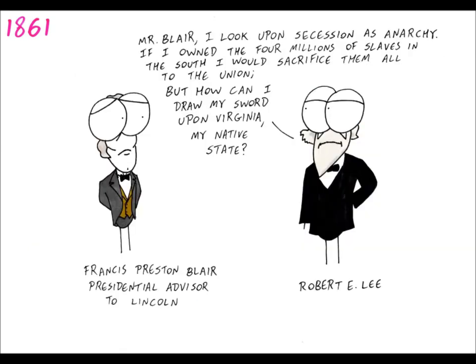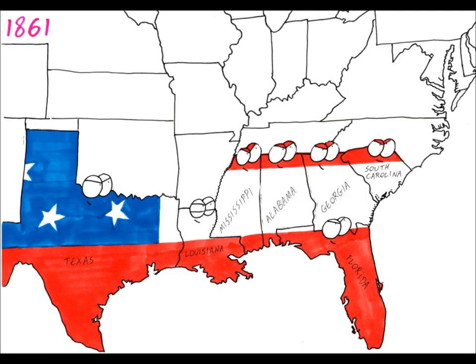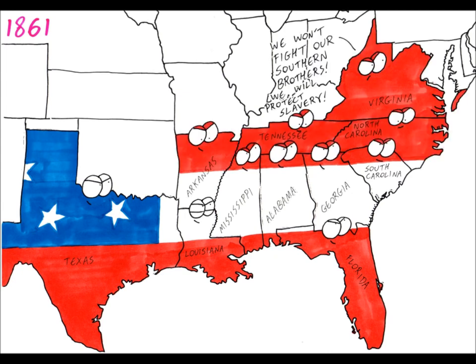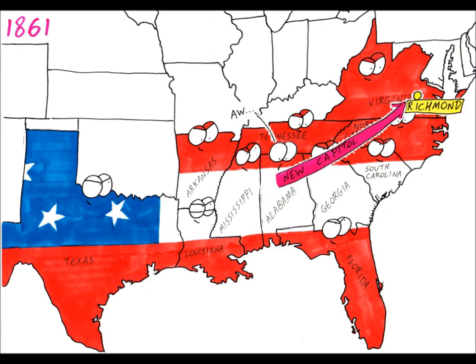U.S. war veteran and military leader Robert E. Lee was offered command of the Union Army, but he declined, refusing to fight against his native state Virginia, as its sympathies lay with the Confederacy. Refusing to send troops against their neighbours, slave states Virginia, North Carolina, Tennessee, and Arkansas actually joined the Confederacy, with the capital getting moved to Richmond, Virginia.